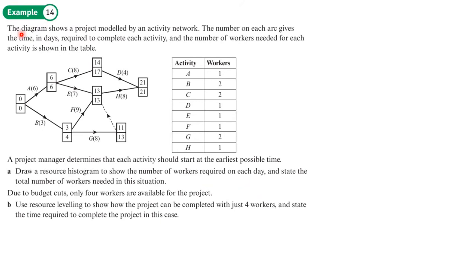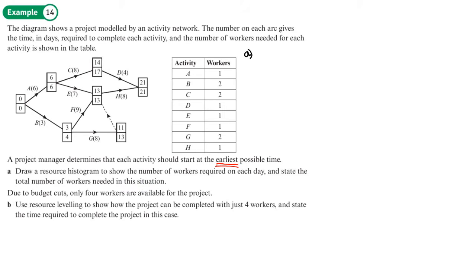Example 14. The diagram shows a project modelled by an activity network. The number on each arc gives the time in days required to complete each activity. The number of workers needed for each activity is shown in the table. Okay, so number of workers needed is here. The activity network is shown here. A project manager determines that each activity should start at the earliest possible time. Okay. Part A, draw a resource histogram to show the number of workers required on each day and state the total number of workers needed in this situation.